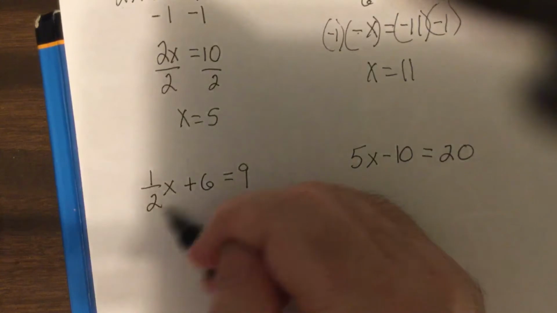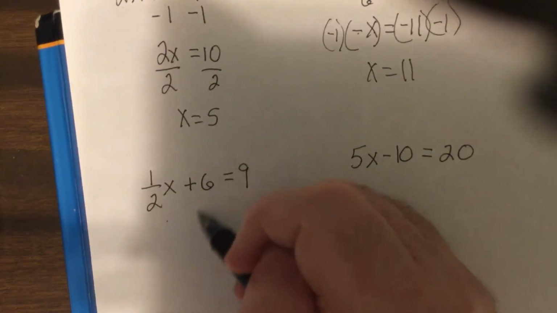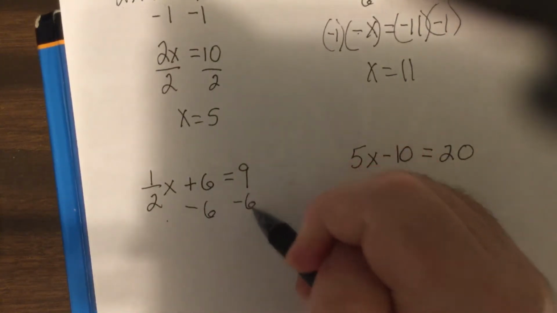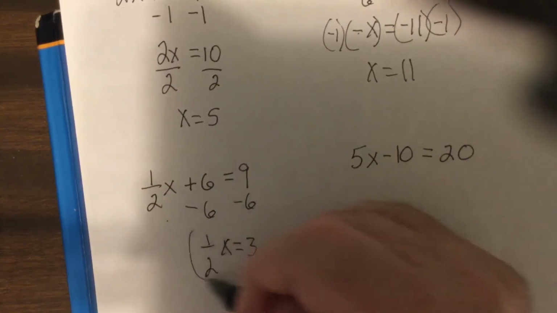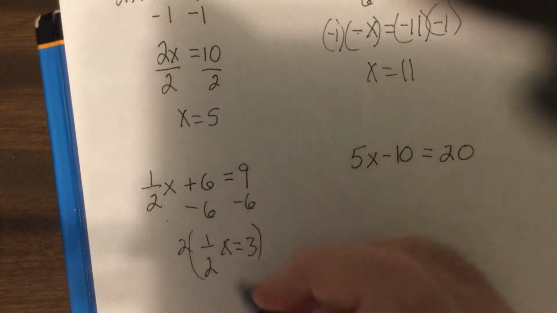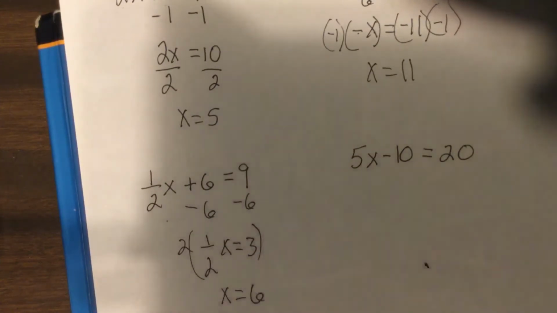This one, get the half x by itself. Now, I have a feeling you've done this before. I would think. Maybe not. I don't know. So then multiply both sides by 2. So x equals 6.